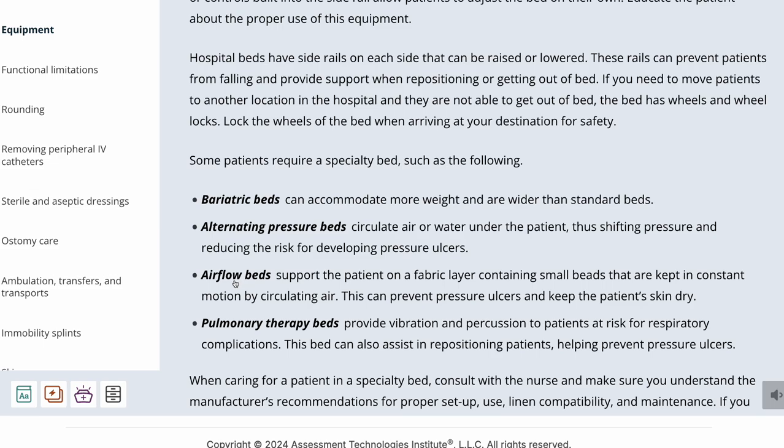Then you have an airflow bed, where the patient is on a fabric layer containing small beads, and they constantly circulate on the patient. It's kind of like a constant massage. Yep, and this also prevents pressure ulcers on the skin, and it helps the blood circulate and flow.